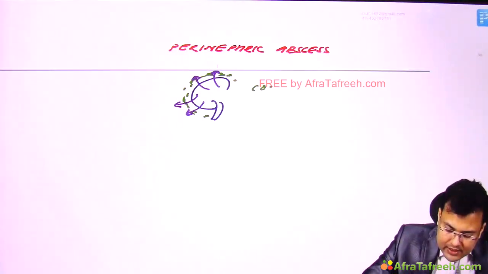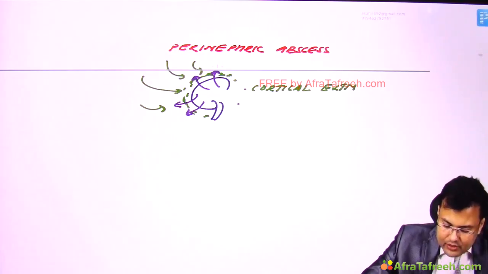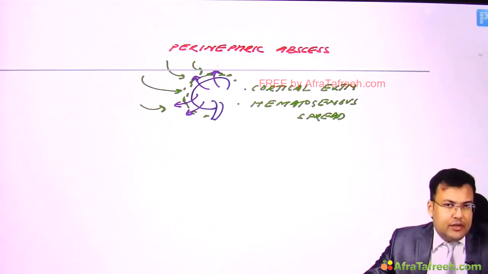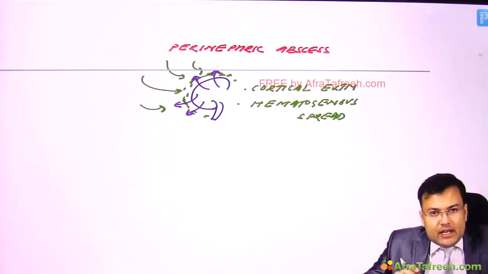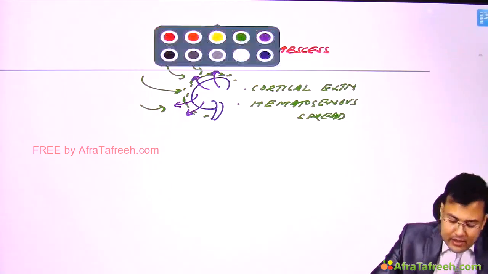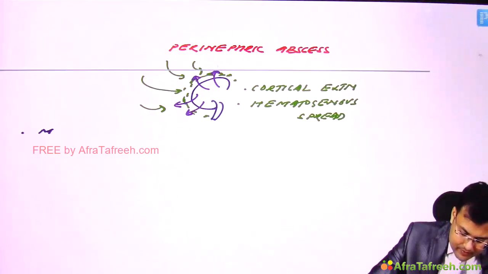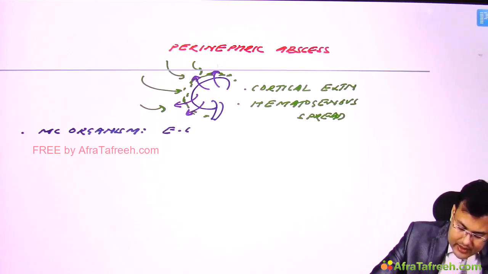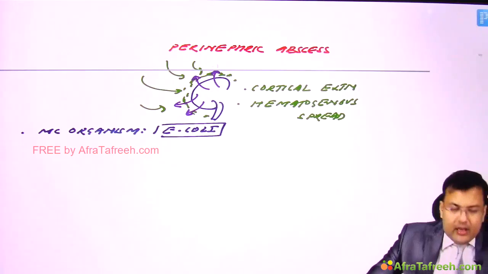So the route is, one is cortical extension, clear, and the second is hematogenous spread. Okay, one simple question: what is the most common organism responsible for UTI or most of the infections of the genitourinary tract? That's E. coli. So the same organism is responsible for perinephric abscess. So the most common organism responsible is E. coli. Simple.